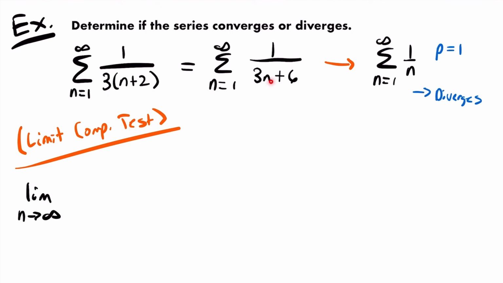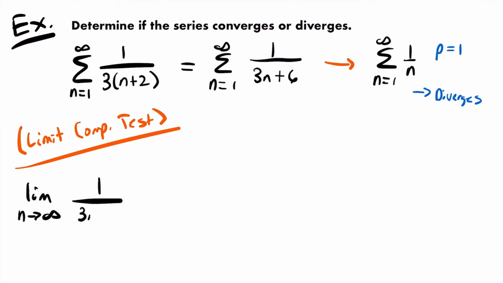All right, and so what we will do is look at the limit as n approaches infinity of the sequence from our original series divided by the sequence from our comparison series. In this case, that will look like this. We'll have 1 divided by 3n plus 6 divided by 1 divided by n. But this is what we've been trying to avoid this whole video. Instead of having a complicated fraction, we've been multiplying by the reciprocal of the fraction we're dividing by. So let's do that again. Instead of dividing by 1 divided by n, let's multiply this by n divided by 1, the reciprocal of 1 divided by n.